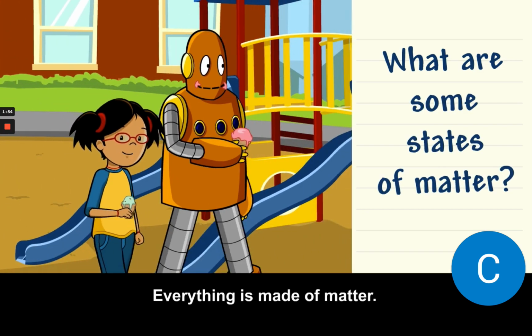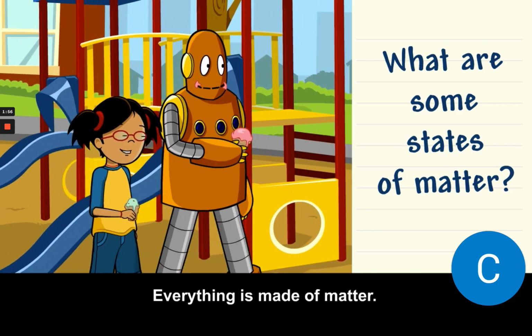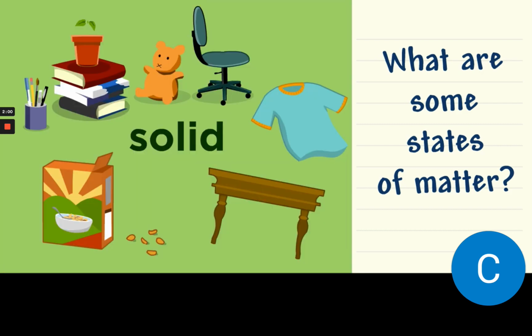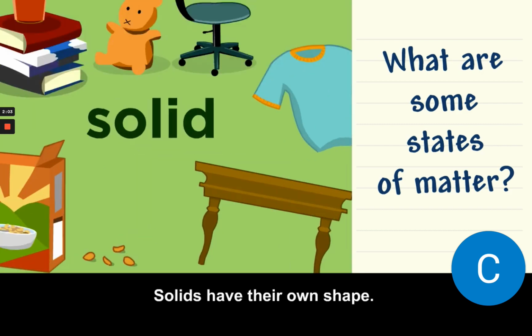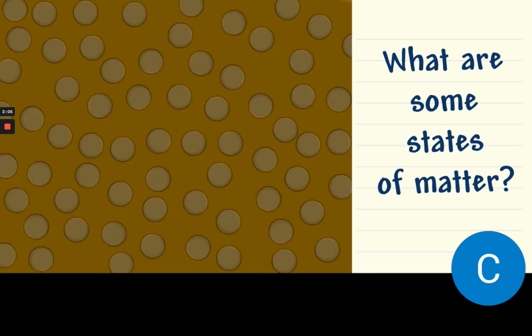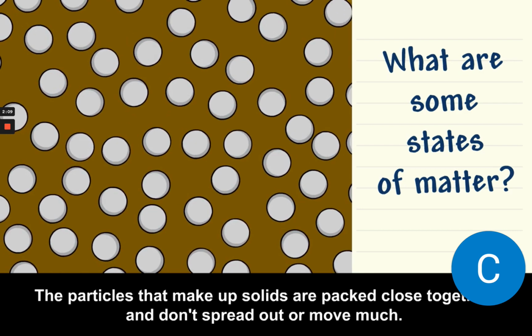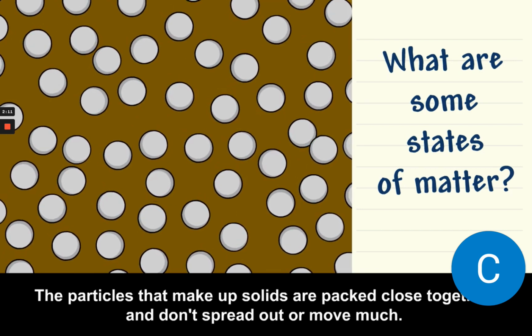Everything is made of matter. There are different states or forms of matter. Solids have their own shape. The particles that make up solids are packed close together and don't spread out or move much.